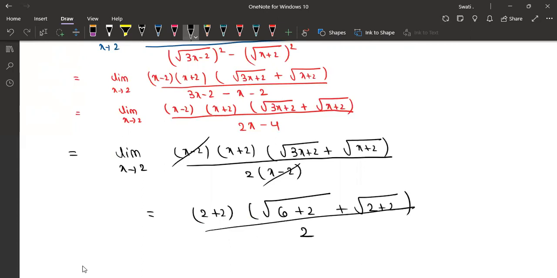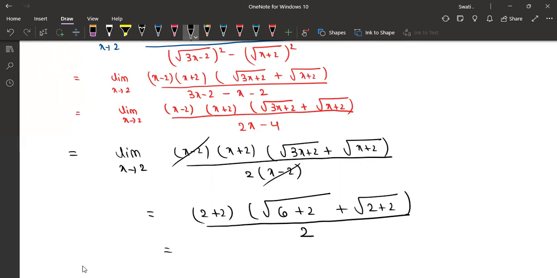Now, of course, you can ask one thing: how did I realize that here only I have to put the value of 2? Because I have already observed that if I put the value of the limit now, it will not be in the indeterminate form, the 0 by 0 form. So that you have to decide. If you put the value of x, that is 2, in the first step, you will get the 0 by 0 form.